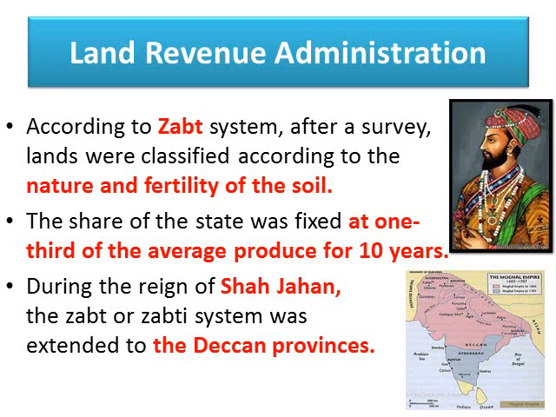During the reign of Shah Jahan, the Zabt or the Sabti system was extended to the Deccan provinces. Children, we knew that the Zabt system was put in place in the north and northwestern provinces during Akbar's reign. And during the reign of Shah Jahan, the Zabt or the Sabti system was extended to the Deccan provinces.